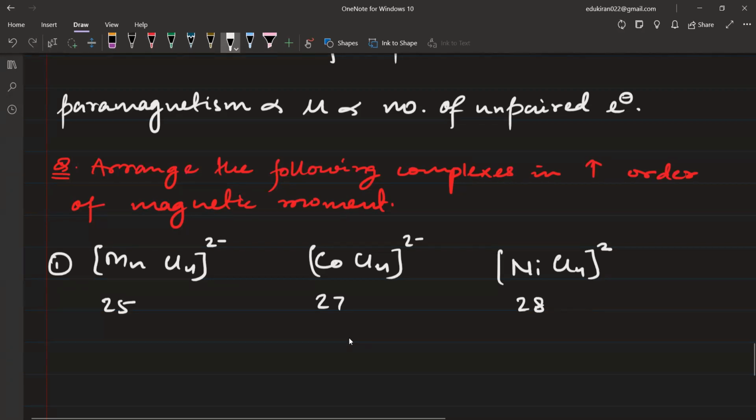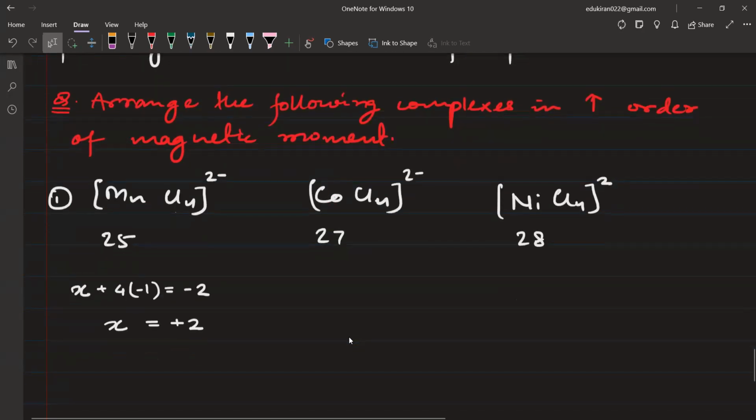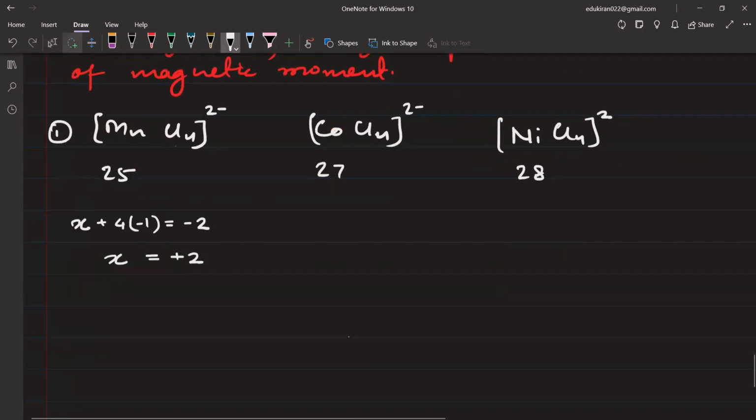Now, what will be the charges on these particular metals? In all Mn, cobalt, and nickel, what will be the charges? See, chlorine should have -1, right? That means all of them are having 4 chlorines and 2 negative charge. So the oxidation state on any of these metals will be X plus 4 into -1. This should be equal to -2. All of you understood this? Yes or no? So what will be the value of X? X will be equal to +2. देखिए, correct है? Yes or no? +2. Yes, sir.